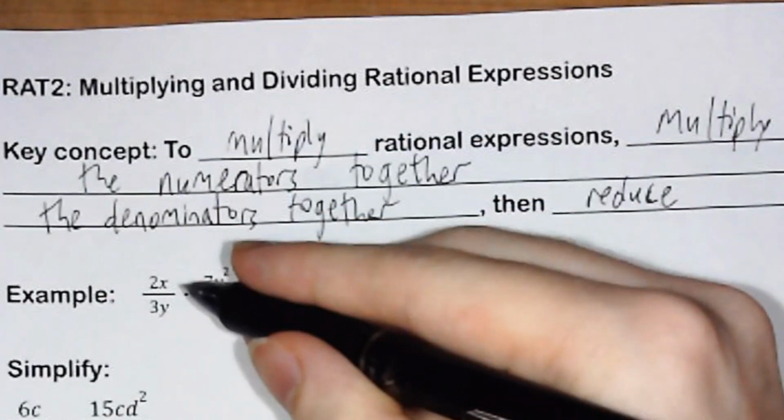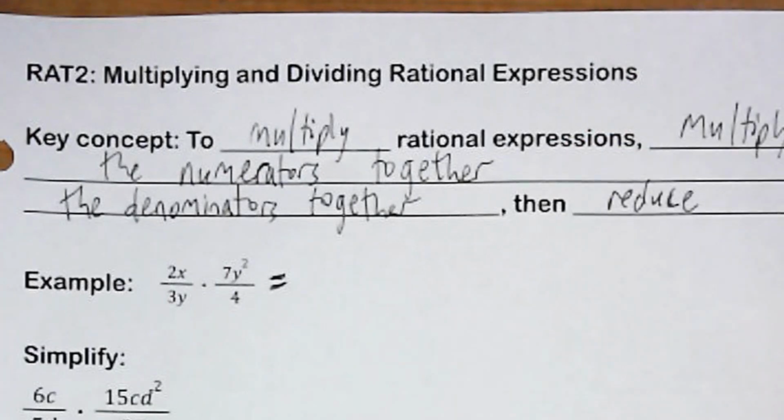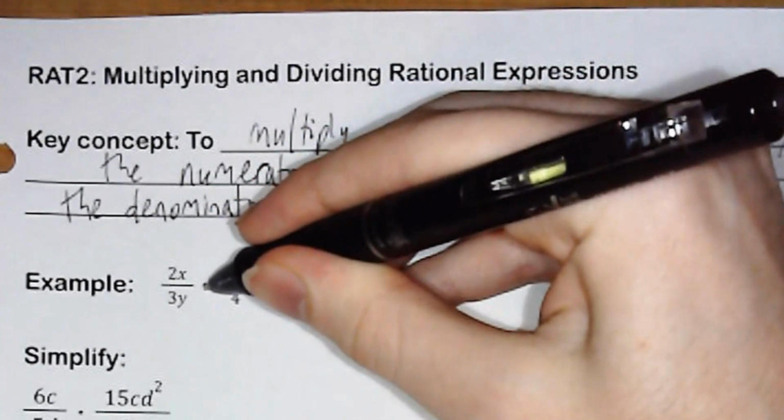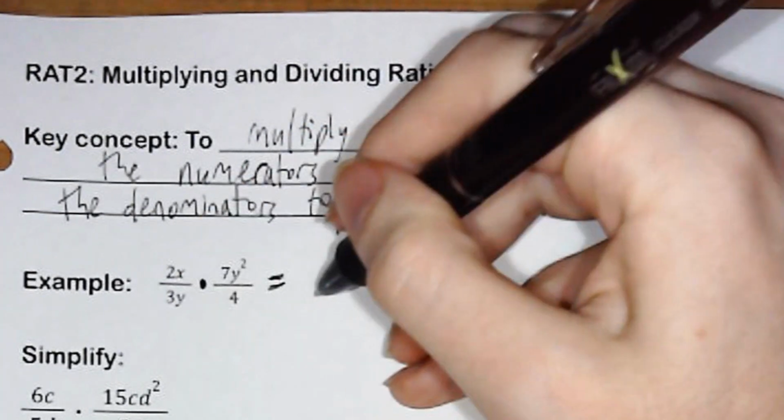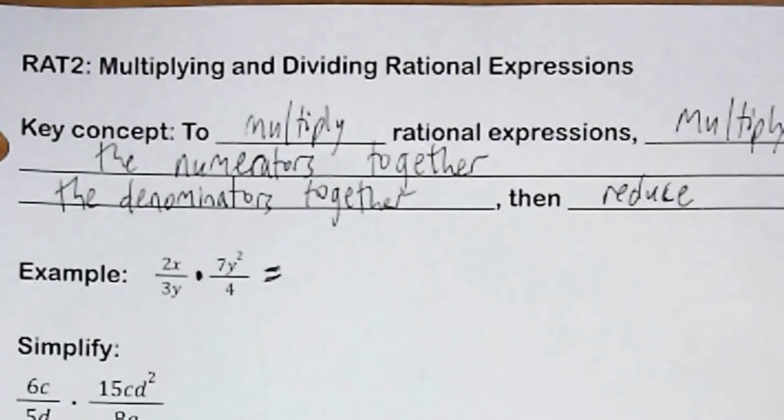This is something that we can only do with multiplication and division. Well, division works a little bit differently. We'll get to that in a minute. But with multiplication, we multiply straight across. That's not true if we have stuff like addition and subtraction, which we'll get to with the next video, RAT3.